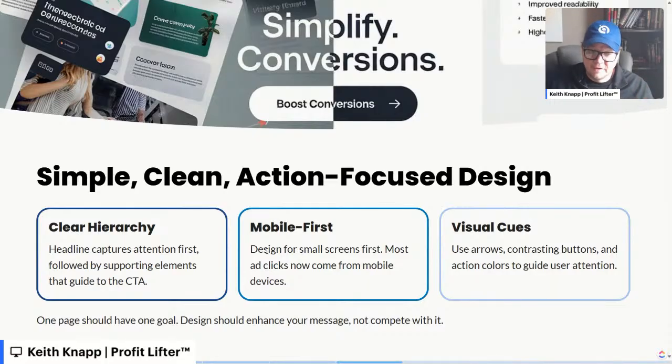And then lastly, visual cues. Use arrows, contrasting buttons. Your call to action color should pop. It should just jump out of the screen and go, oh, I need to click that. And then action colors to guide users' attention. Colors, visual cues, images, these should not be the center point of your design. They should point people to the actions that you want them to take and to the most important parts.